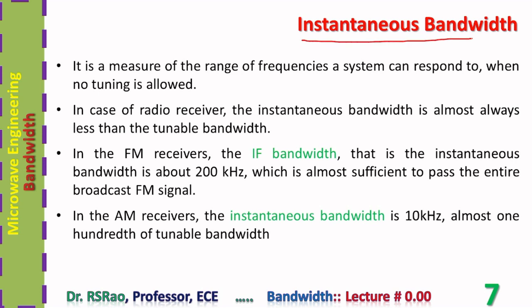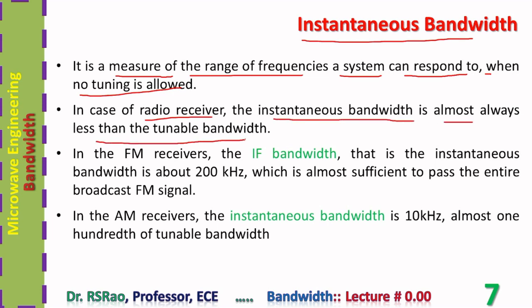Another term, instantaneous bandwidth. It is a measure of the range of frequencies a system can respond to when no tuning is allowed. In case of a radio receiver, the instantaneous bandwidth is almost always less than the tunable bandwidth. In FM receivers, the IF bandwidth, that is the instantaneous bandwidth, is about 200 kHz, which is almost sufficient to pass the entire broadcast FM signal. In AM receivers, the instantaneous bandwidth is 10 kHz, almost 1/100 of the tunable bandwidth.